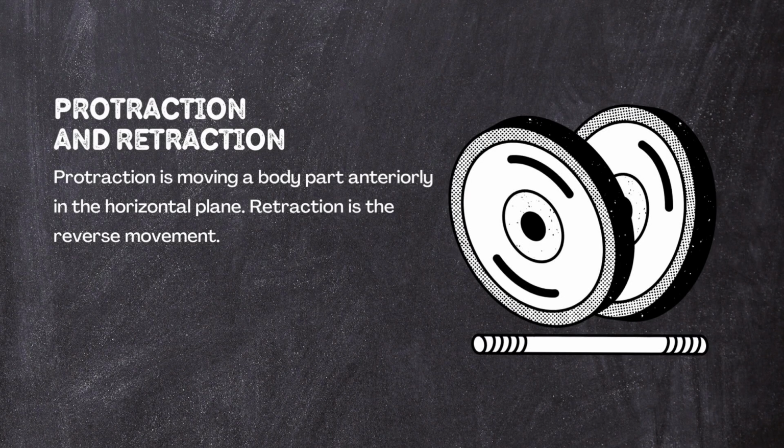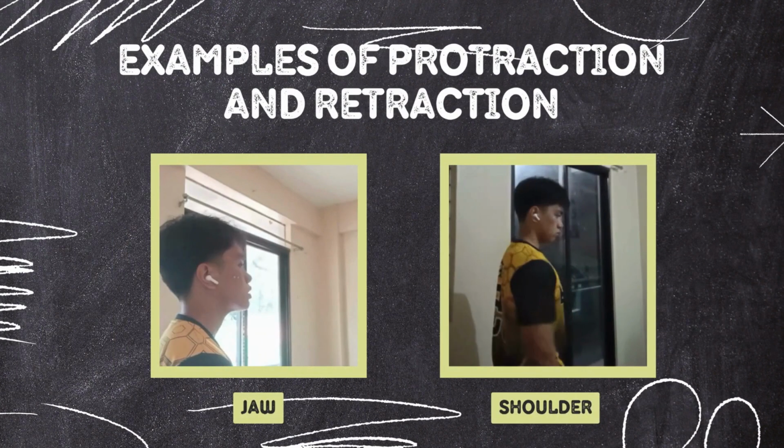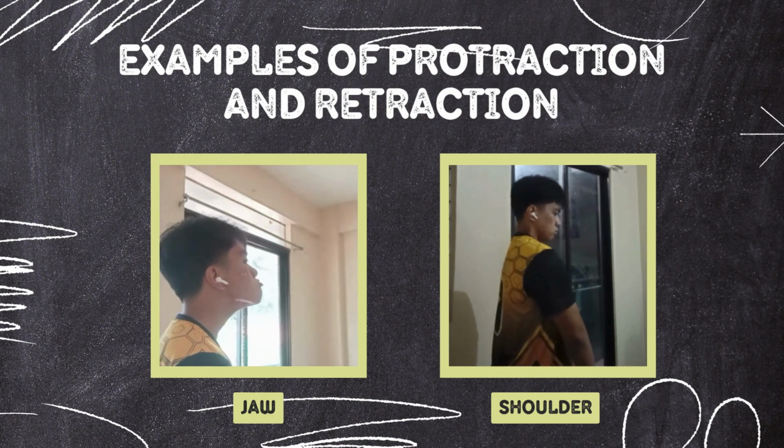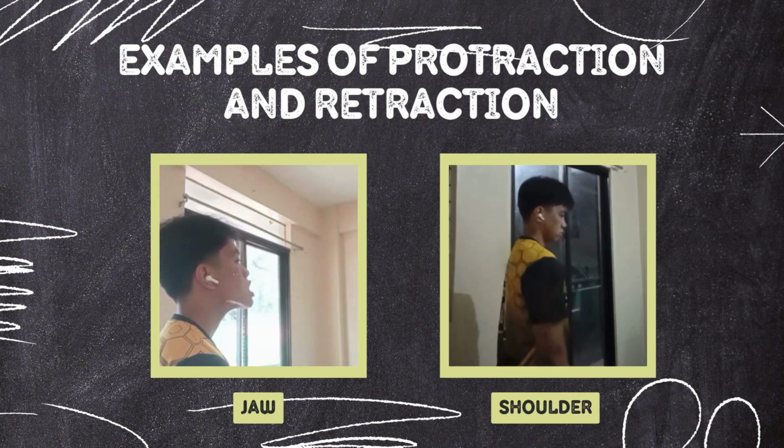Protraction and retraction. Protraction is moving a body part anteriorly in the horizontal plane, while retraction is the reverse movement. Here are examples of protraction and retraction, demonstrated by the movement of the jaw and shoulder.